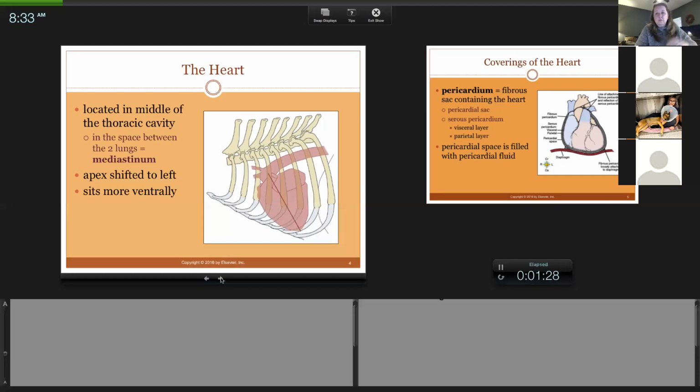Sometimes people just say the heart is in the thorax. I'm like, the thorax has a lot of space. You would say it's located in the mediastinum between the lungs. And the rib spaces, remember, are approximately ribs 4 to 7.